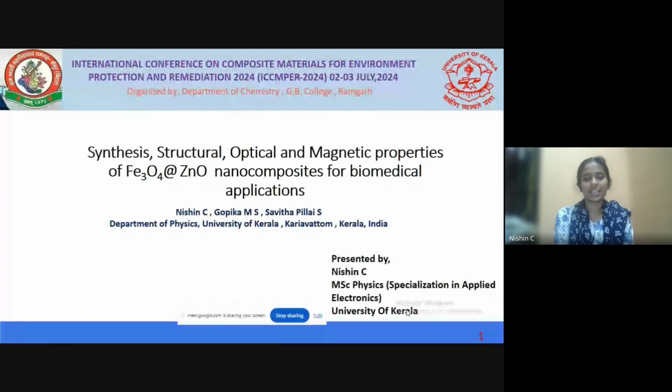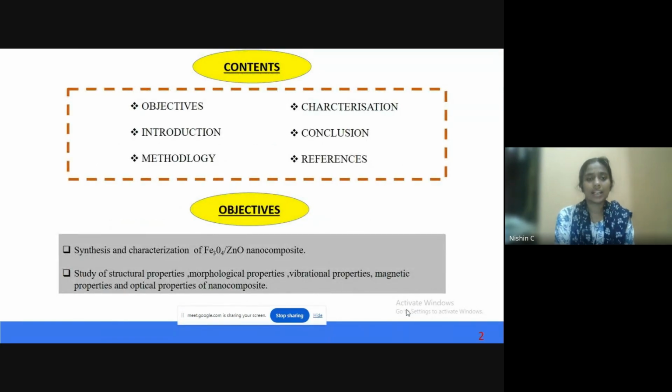Good evening all. Welcome to my presentation. I am Nishin, MSc Physics student, University of Kerala, Kerala. My topic is the synthesis, structural, optical and magnetic properties of Fe3O4 ZnO nanocomposite for biomedical application. The contents are objective, introduction, methodology, characterization, conclusion and reference.